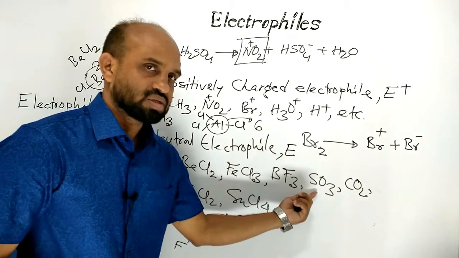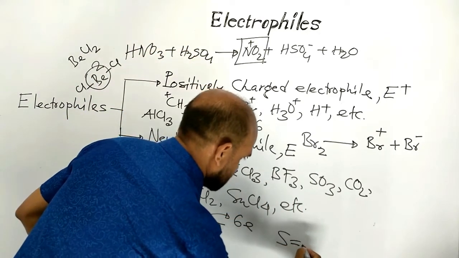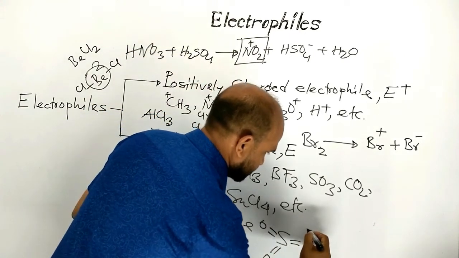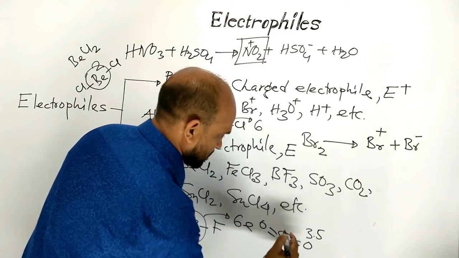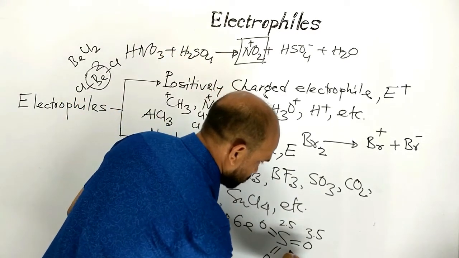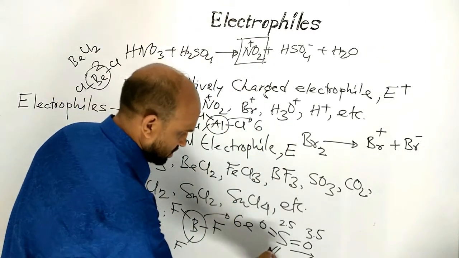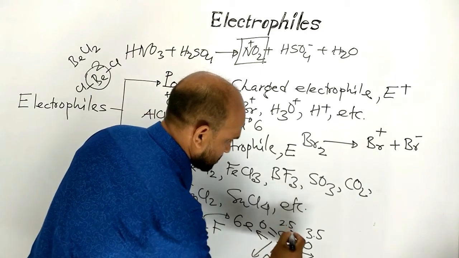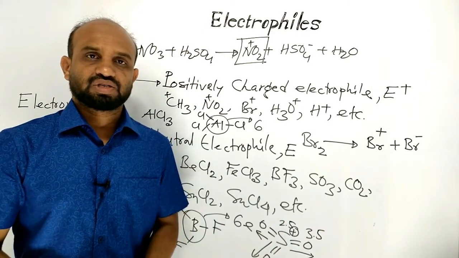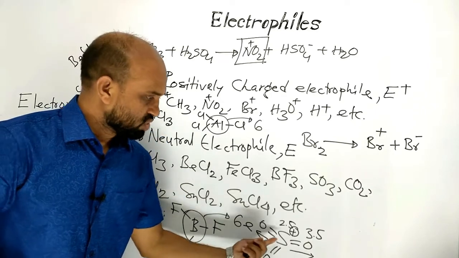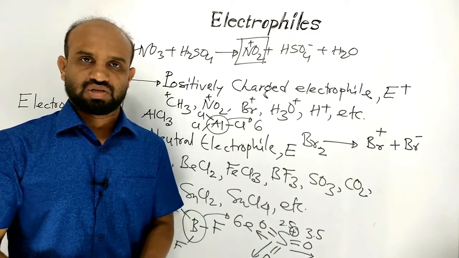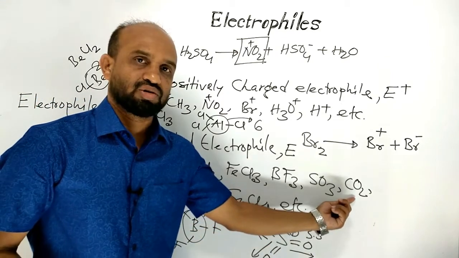Now let's see sulfur trioxide. This is the structural formula of sulfur trioxide, in which oxygen's electronegativity is very high, 3.5, but sulfur's is 2.5. That is why these oxygen atoms withdraw electrons towards themselves, and as a result positive charge is developed over the sulfur atom. That is why sulfur trioxide acts as a neutral electrophile, because of the positive charge developed by the highly electronegative oxygen atoms.